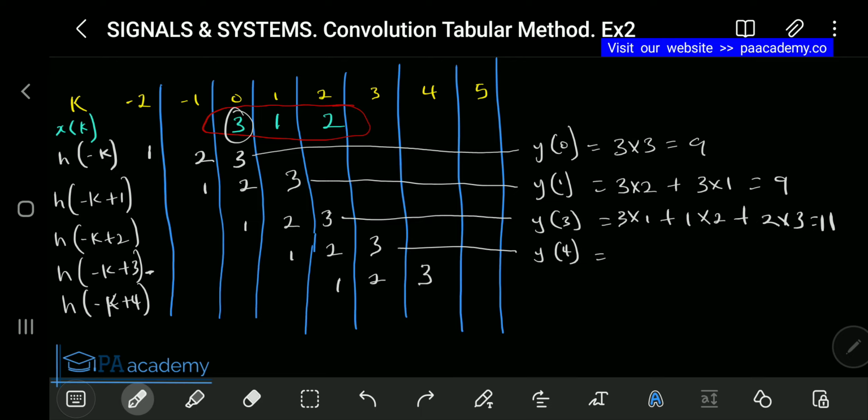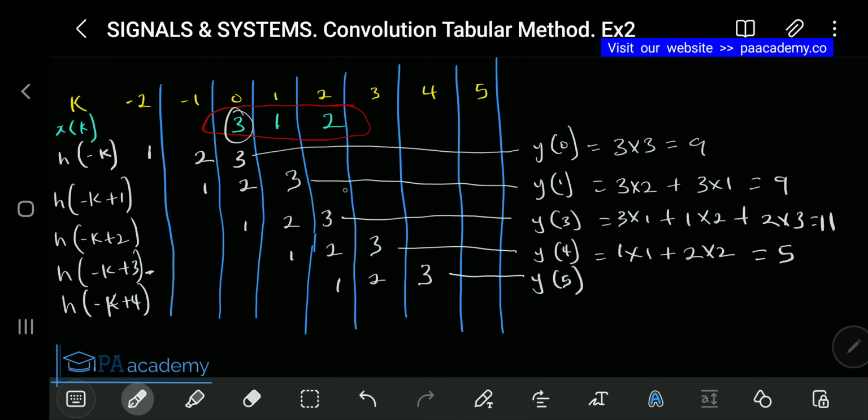So we'll be having 1 times 1 plus 2 times 2, and that will give us 5. Yes, 5. So for this also, this will be y of 5.